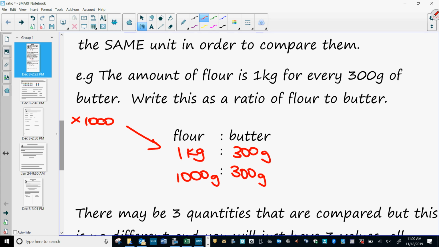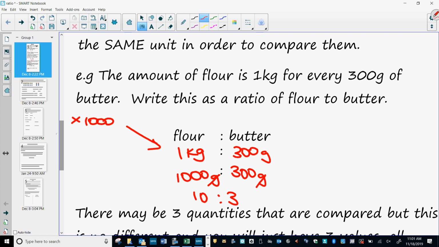And as soon as you've got the same unit, you can leave the unit out. It can just be written as 1,000 to 300. Does that simplify? Yeah, it's 10 to 3. Good, because we can divide both of them by 100. As I said, I've now dropped my unit completely because it's in the same unit.